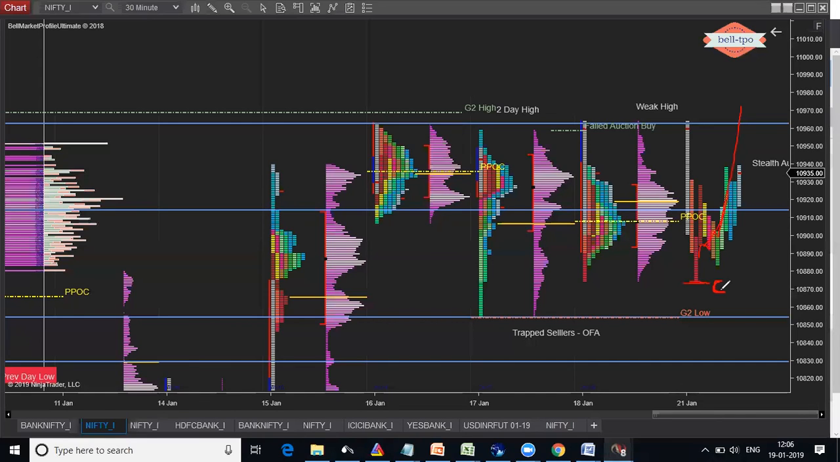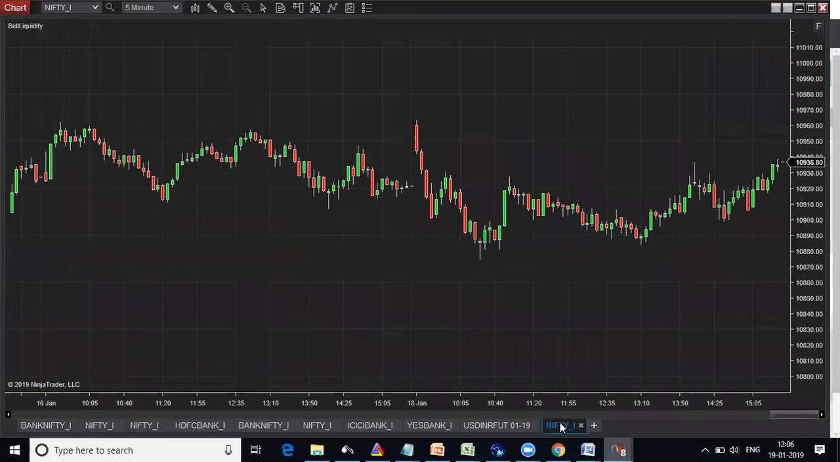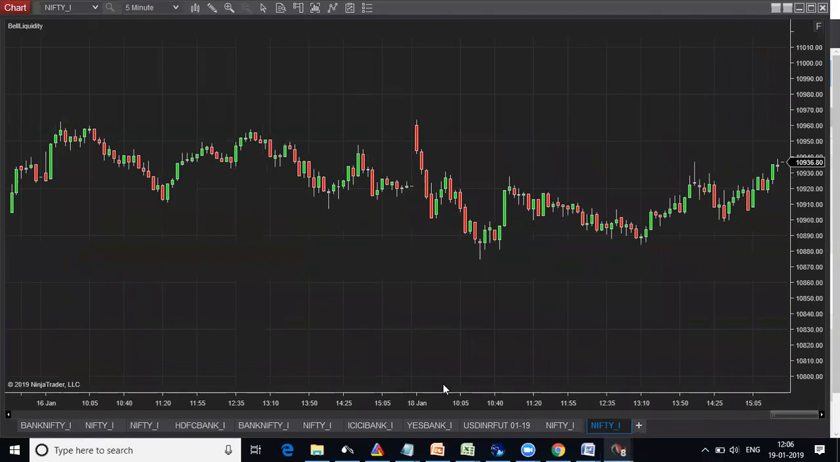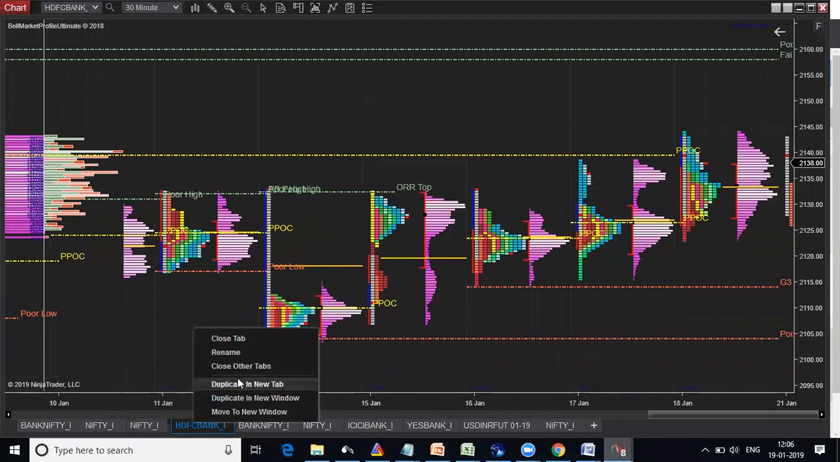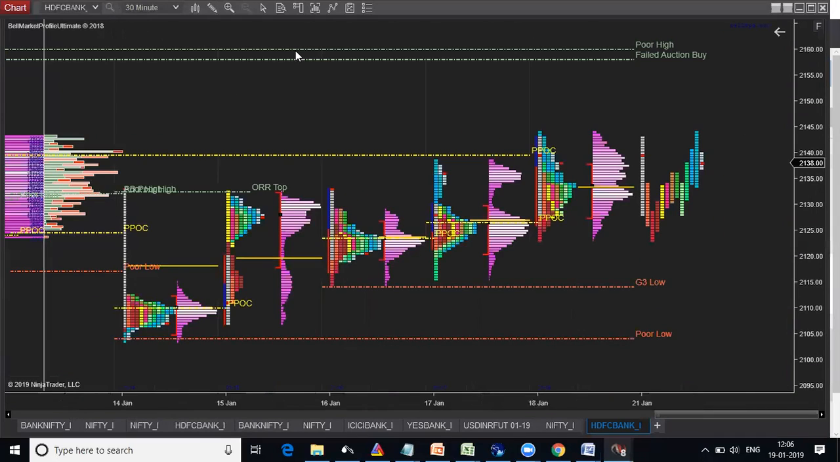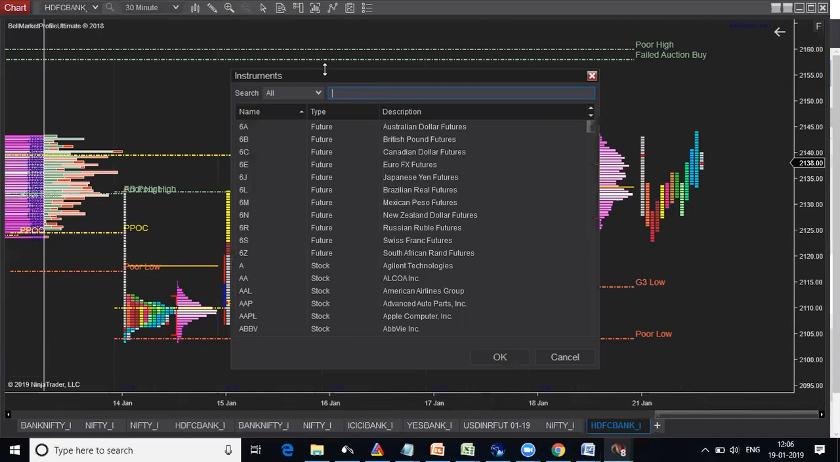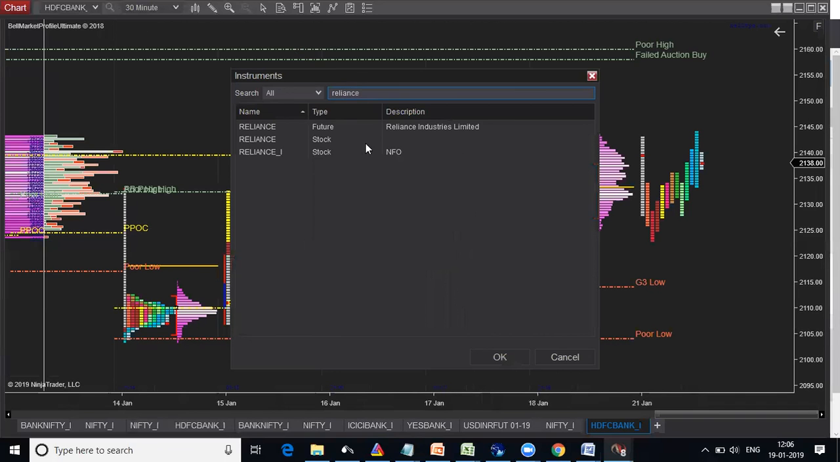For example, I'll show you one example where it broke a multi-day high with an ABC elongation in Reliance. We looked into Reliance, right? So maybe I'll pull up Reliance here. Reliance, we had an ABC elongation here. Let me duplicate in a new tab. I'll bring up Reliance.